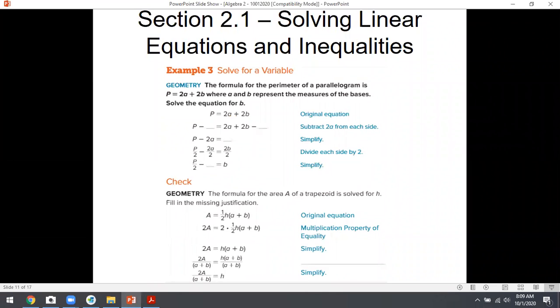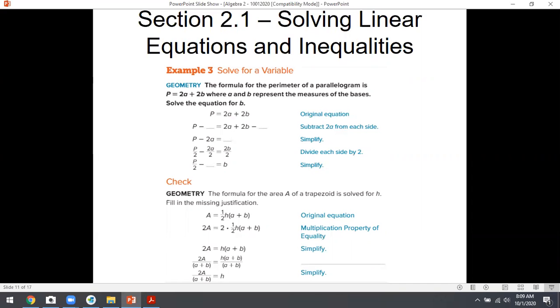Okay, they got lots of other examples too. Sometimes you just want to solve for a variable when there's other variables. Here's example number 3. We can do this one too. It gives you the formula for the perimeter of a parallelogram. Not that it matters too much.